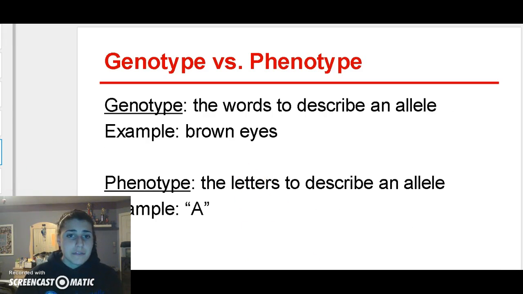So genotype versus phenotype. Genotype is the words to describe an allele, so it's going to be like the adjectives. So having brown eyes, or blue eyes, or being tall, or being short. It's going to be something like that. And then phenotype is the letters to describe the allele, so it's going to be represented by big A, big B, big T, little t, anything like that.